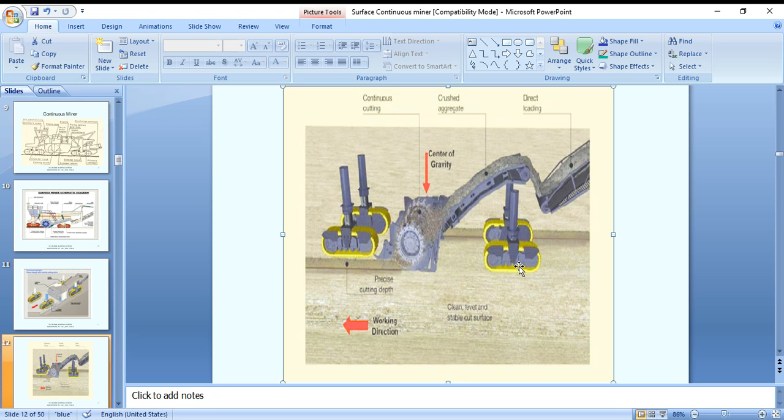This is the second set of crawlers. Continuous cutting. Crushed aggregates go upside and directly load to the required conveyor or some loading mechanism. Sometimes it falls into the same place and the payloader picks and loads into the dumpers. This is another processing method of the loading system. In the coming slides, I'm going to explain the loading system also.